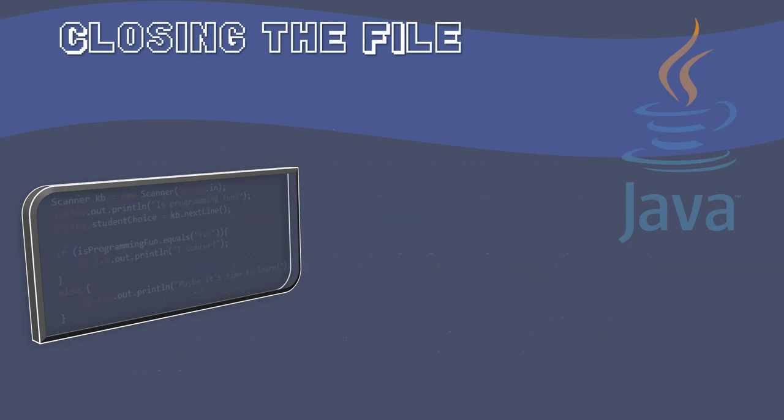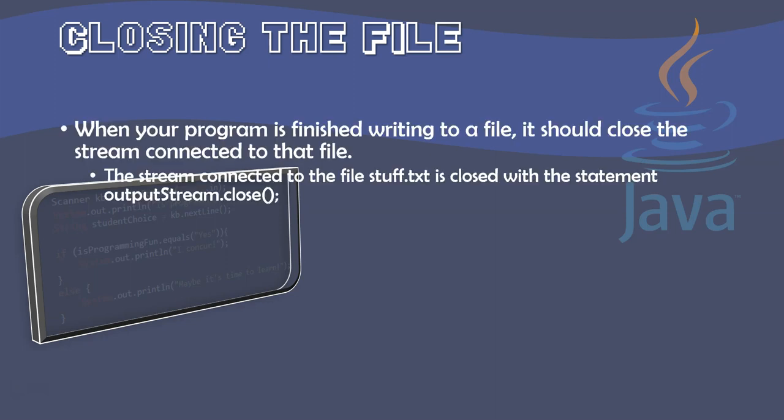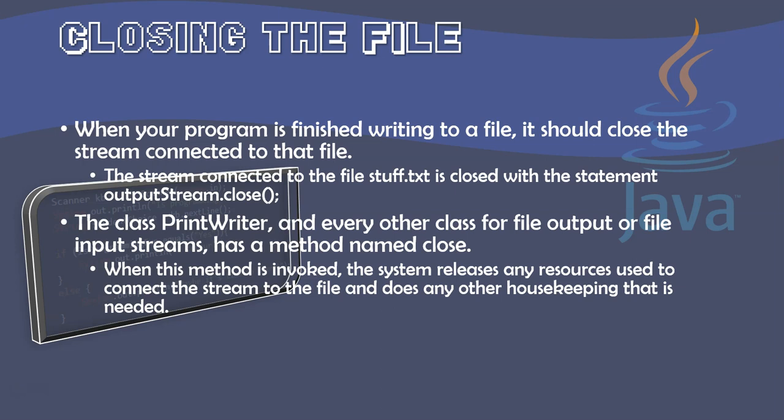Now, one of the last things we need to talk about is closing our file, and then we can actually look at our code here. So when we talk about closing a file, let's say our program's done writing to the file, we need to close that stream. And you say, well, what does this mean? Well, the output stream that's connected to stuff.txt, we want to close with outputStream.close. The class PrintWriter and every other class for file output or file input has a method named close.